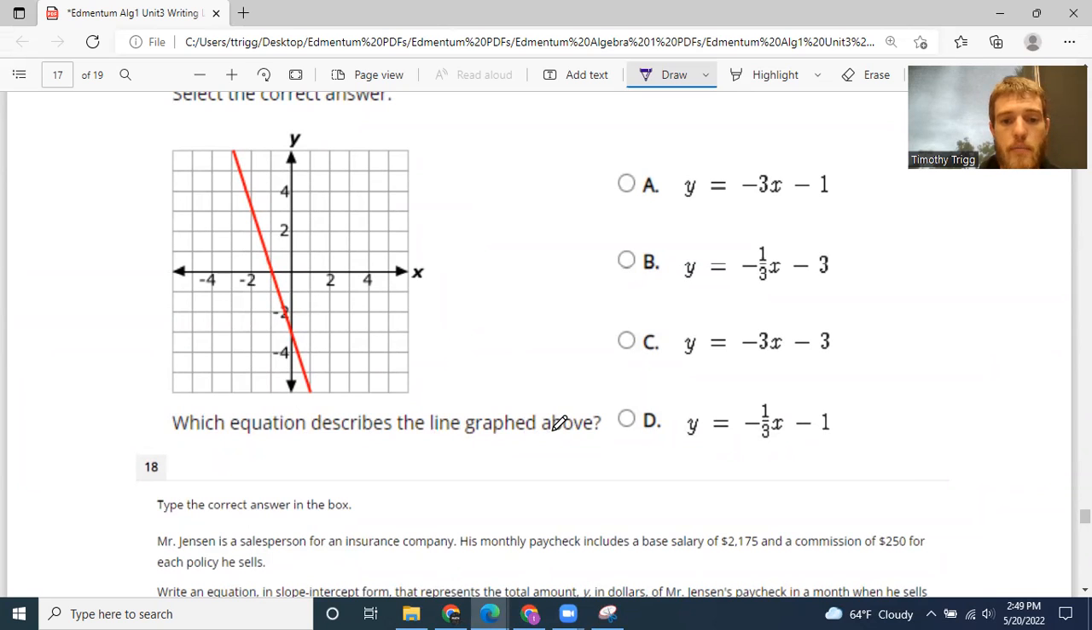Which equation describes the graph above? Well, let's take a look. First of all, your y-intercept is right here. Looks like at -3. And also we have a negative slope, it looks like. If I go from this point to this point, it goes down 3 over 1. So your slope goes down 3 over 1. So what would that slope look like? And your y-intercept is -3. So what would that look like?